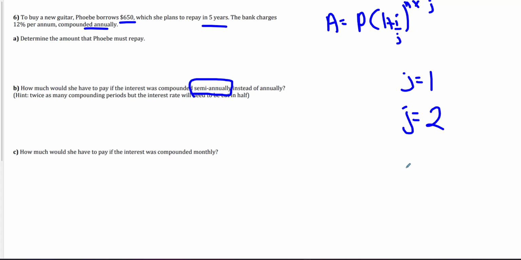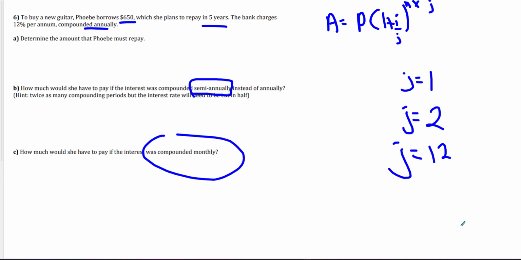All right. And what if something is compounded monthly? What is my J value then? How many times does monthly occur in a year? Numerically. 12. Exactly. Thank you. So J is kind of like your common sense term when it comes to these words they use in business. If they say annually, J is 1. If they say semi-annual, J is 2. If they say monthly, J is 12.